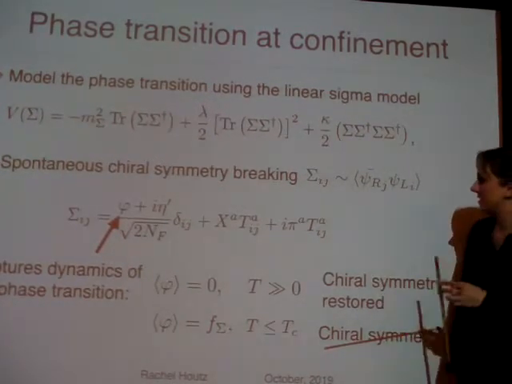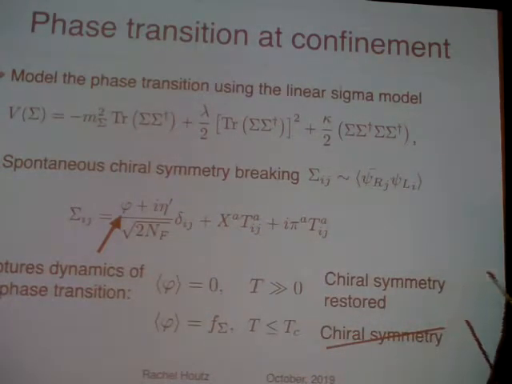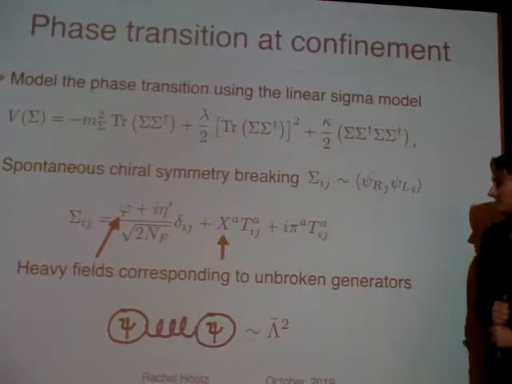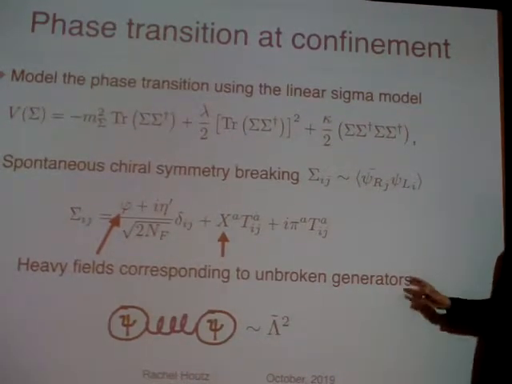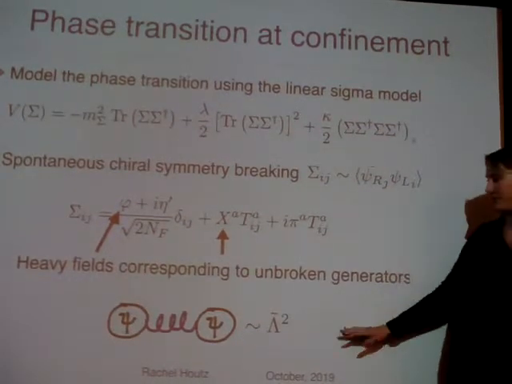So yeah, like I said, this field here captures the dynamics of the phase transition because it obtains a VEV and breaks chiral symmetry. And then these are the heavy fields corresponding to unbroken generators. So these are just bound states living at the confinement scale. They're not Goldstone bosons, so they should have energy around the binding energy.